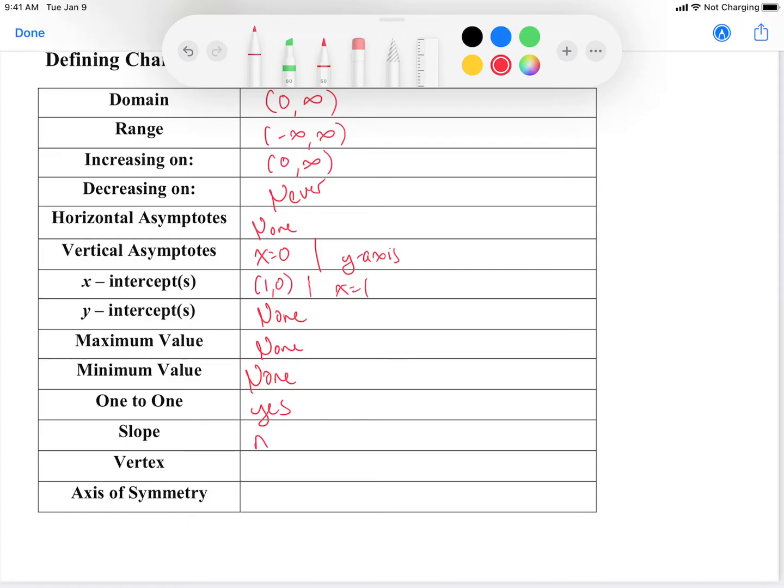Slope, definitely nonlinear. Vertex, none.